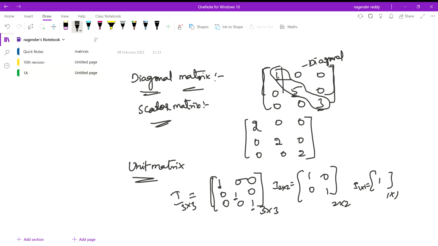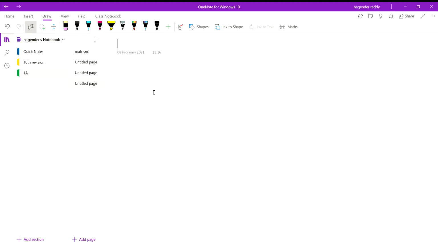This is called a unit matrix, and it is denoted with I. And we'll go for another definition, that is the zero or null matrix.